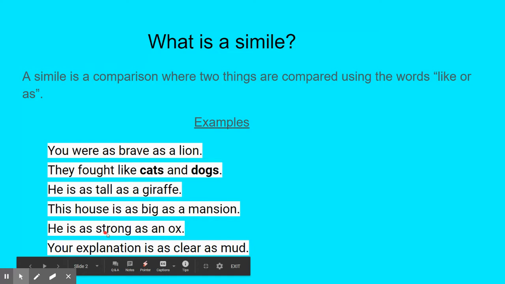He is as strong as an ox. They're comparing his strongness to an ox's strongness. And the word as is right here, and the word as is right here. Your explanation is as clear as mud. They're comparing your explanation to mud because it's probably not very clear and they don't understand what you're trying to teach them. And then the word as is right here, and the word as is right here again.